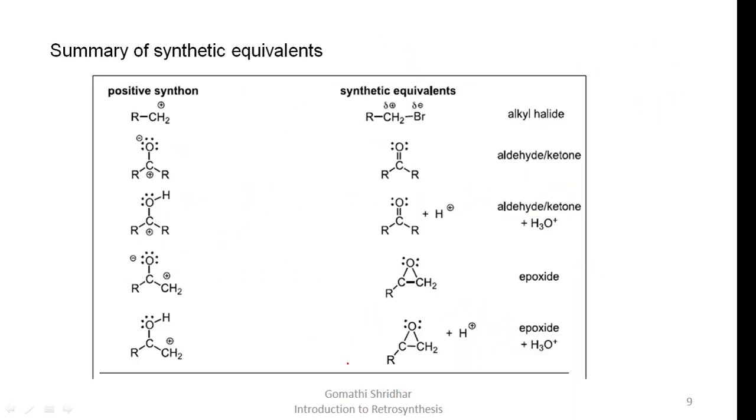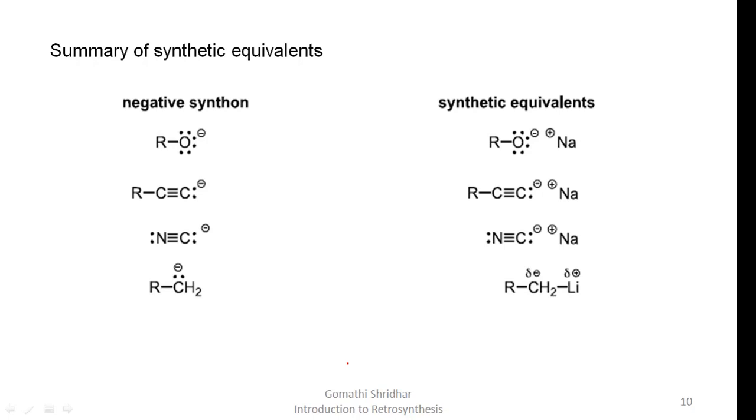Let us now look for a summary of synthetic equivalents. A carbon with a positive charge is the corresponding alkyl halide. A carbon with a positive charge having a negatively charged oxygen is the corresponding carbonyl compound. Carbon with a positive charge and having an OH group will be the aldehyde or the ketone in the presence of acid. Carbon carrying oxygen with a negative charge and a positive charge in the adjacent carbon will translate into the corresponding epoxide. The negative synthons will usually have the sodium or lithium salts as the synthetic equivalents.